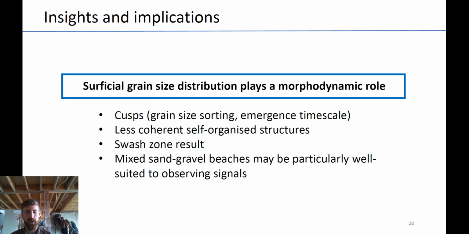But perhaps more of the time, the features that emerge are patchy and less organized, but they're still there, and there are signals to be observed. And I think this is really interesting. And again, like I said, I think there's some great potential to learn more about the phenomenology of sediment transport in the swash zone, and the role grain size plays in, for example, the evolution of the berm, or the evolution of the beach step, or what have you.